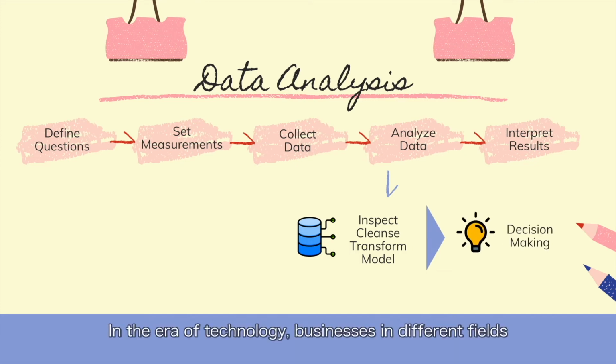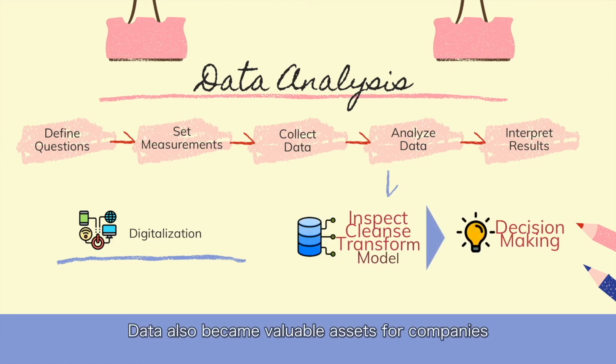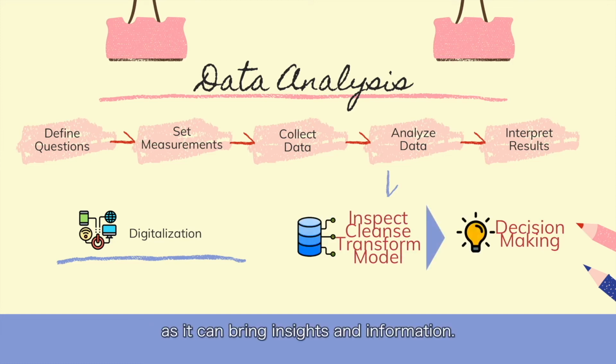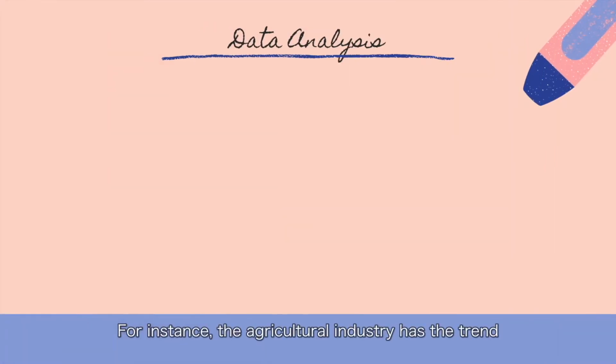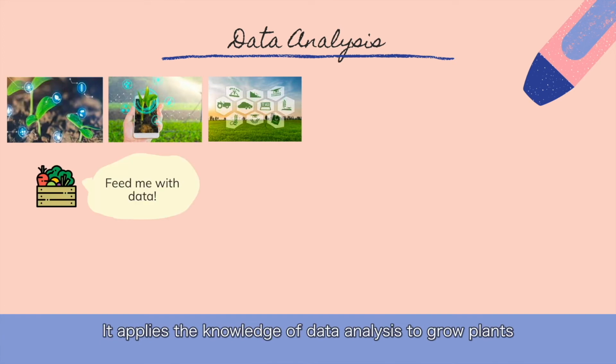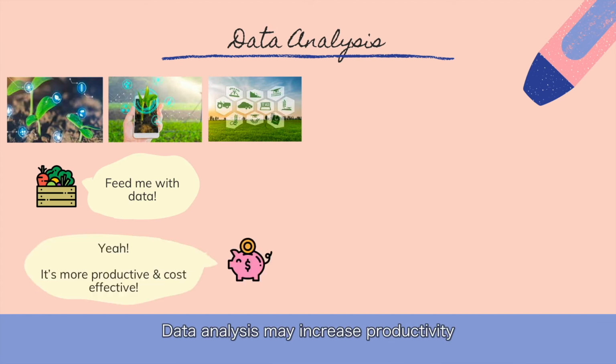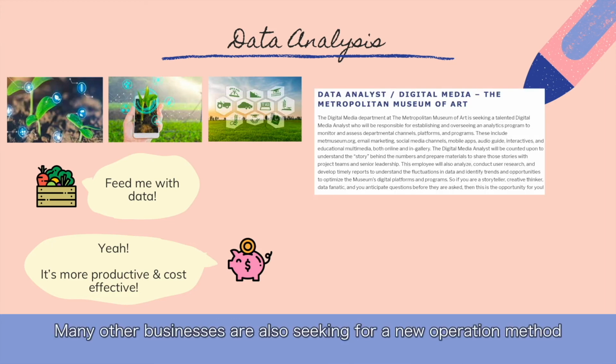In the era of technology, businesses in different fields are all moving toward digitalization. Data also becomes a valuable asset for companies as it can bring insights and information. For instance, the agricultural industry has a trend of transforming to a data-oriented operation model. It applies the knowledge of data analysis to grow plants in a suitable area under suitable weather conditions. Data analysis may increase productivity and reduce cost for agricultural businesses. This is just one of the examples.